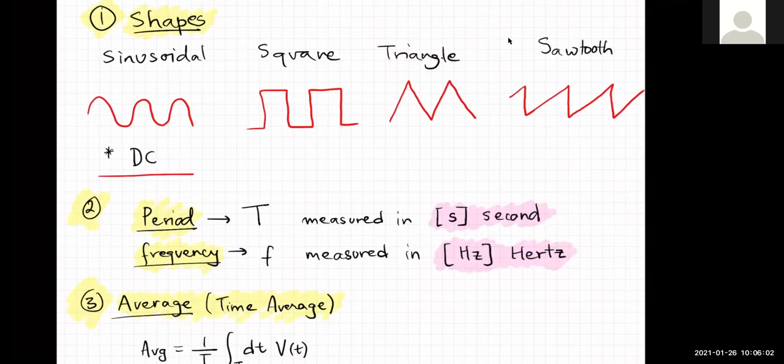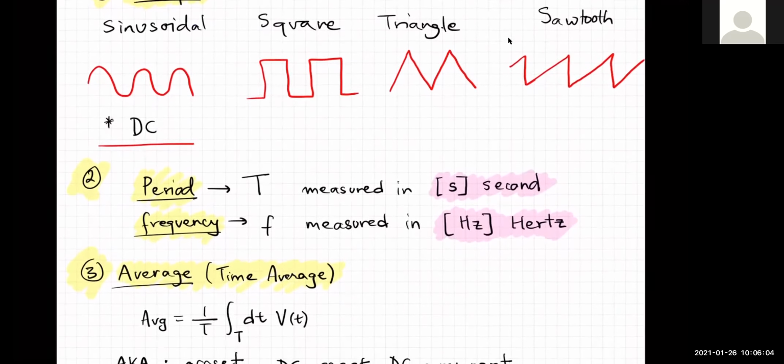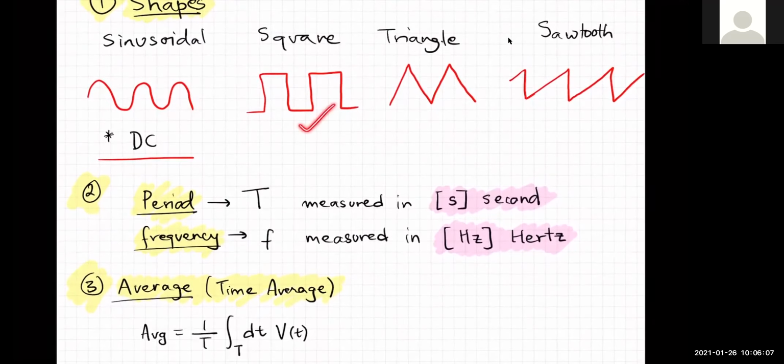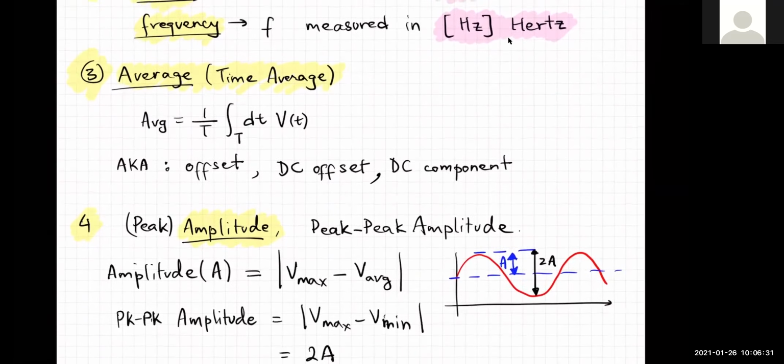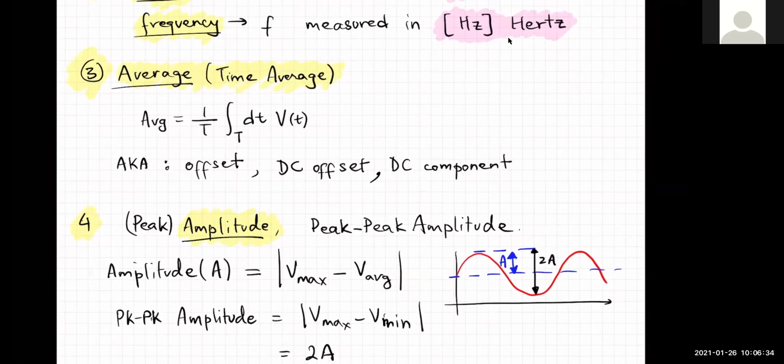Okay, so again, shape, you can have different kinds of shapes. You can have a sinusoidal shape, you can have square wave, triangle wave, sawtooth, and even DC you can consider to be a shape. It's just not very interesting in terms of time varying signals. Period is measured in seconds. Frequency is measured in cycles per second, or its unit is hertz.